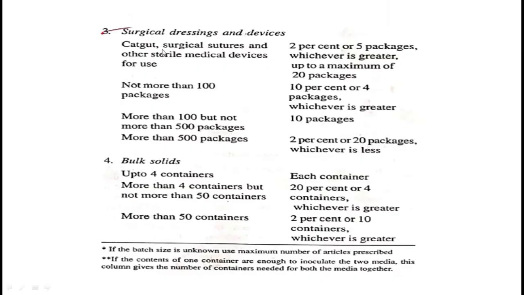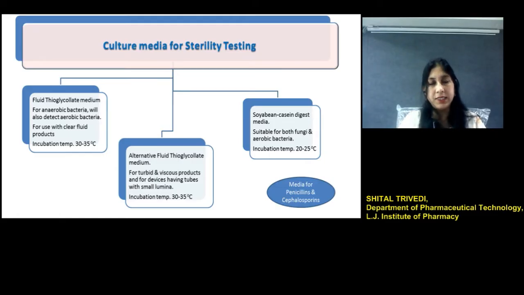The information regarding the sample size for surgical dressings and devices and bulk solids can be referred from Table 1. Sterility testing requires culture media, and there are 3 types of culture media that can be used for this purpose. One is fluid thioglycolate medium, and this one is used for the clear fluid type of products. This media is used for the growth of anaerobic bacteria, and this also supports the growth of aerobic bacteria. The incubation temperature required is 30 to 35 degrees centigrade for this culture media.